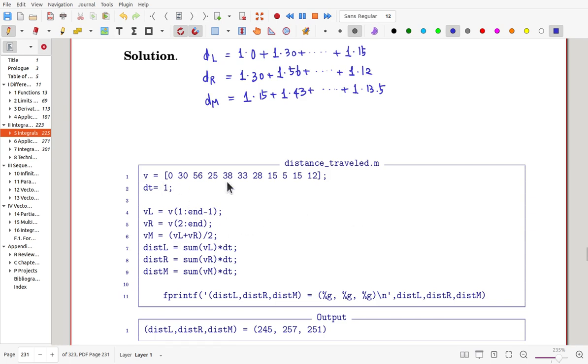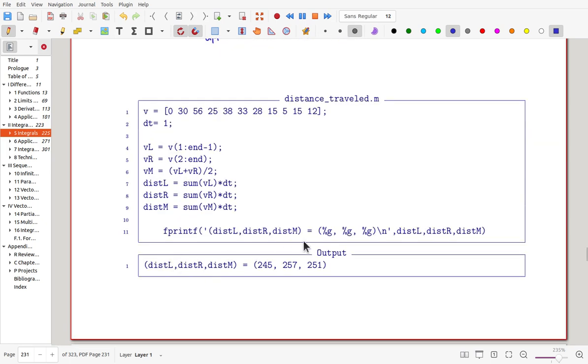Okay, here we have the velocity values, and dt is 1. The left velocity is taken from here to there, and the right velocity is from here to the end, and averaging them gives the midpoint velocity. If we sum them and multiply by dt, of course dt is 1, that will be the distance using the left-hand point, right-hand point, and midpoint. Here we can print out the values. That is the distance traveled using the left-hand point, the right-hand point, and the midpoint.